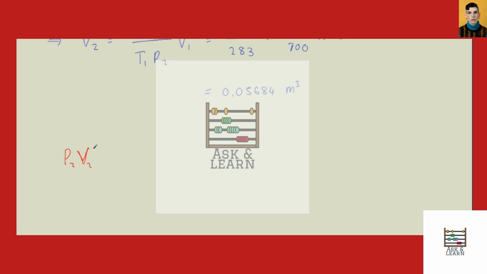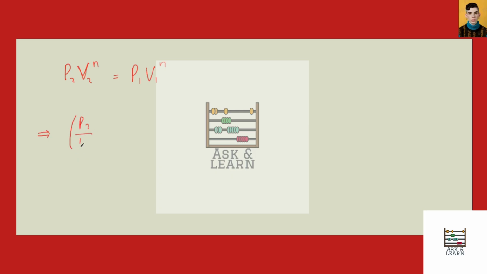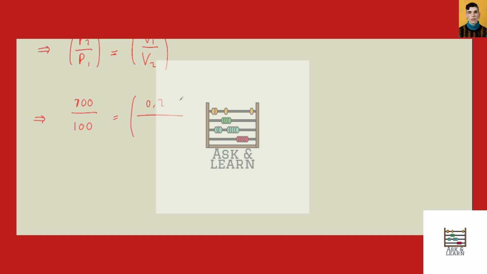To calculate N, we use the relation P2 V2 to the power N is equal to P1 V1 to the power N. So we can rearrange this equation and write it as the ratio of the pressures P2 to P1 is equal to the ratio of the initial to the final volume, V1 over V2, all to the power N. And if we substitute our values in here, we get that 700 over 100 is equal to the initial volume 0.2 over the final volume 0.05684, all to the power N. So from here, if we take logs of both sides, we can find this exponent N for the polytropic process to be 1.547.